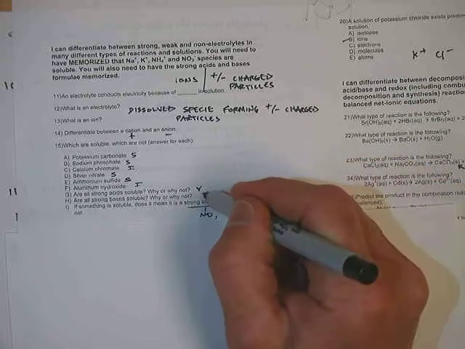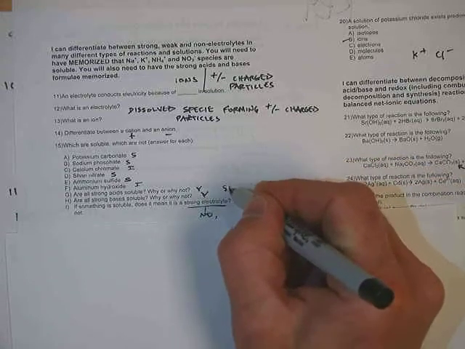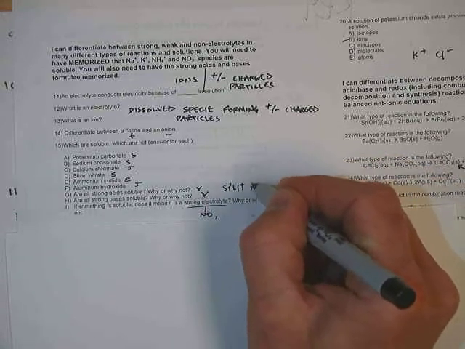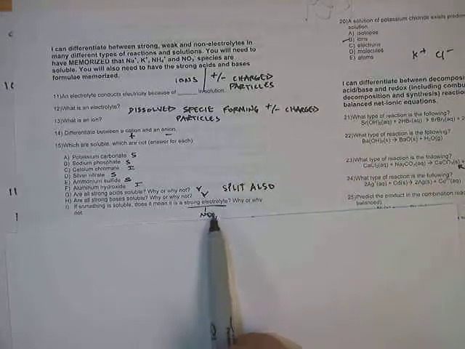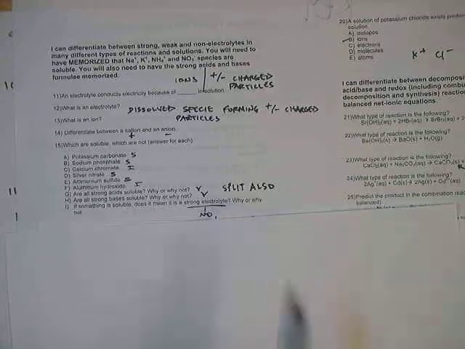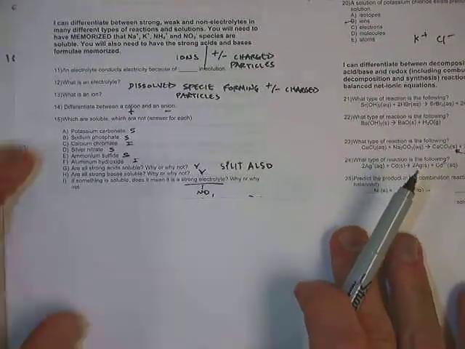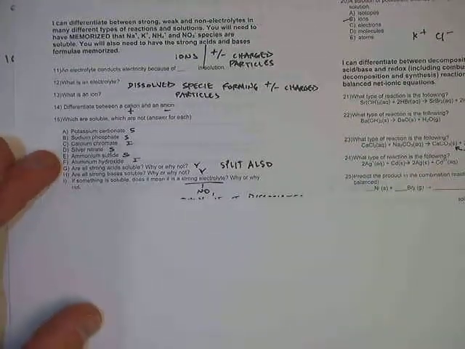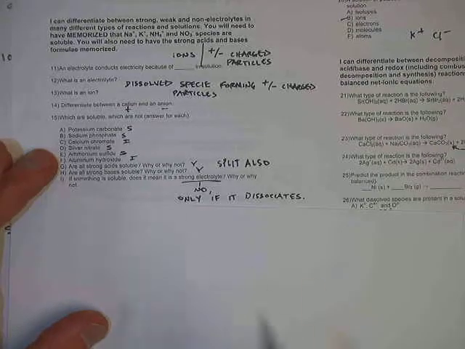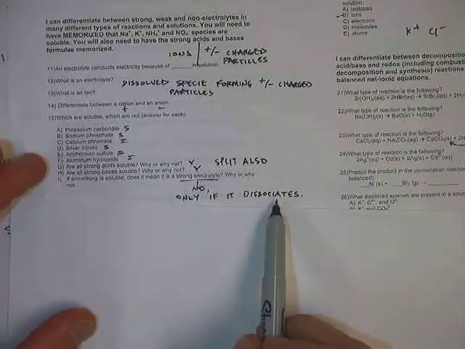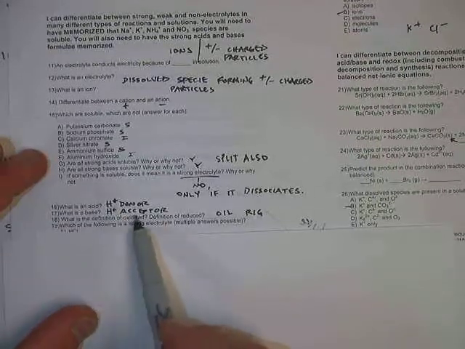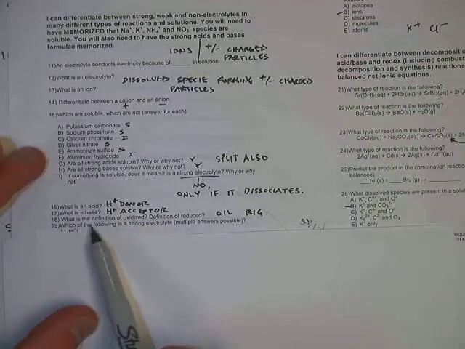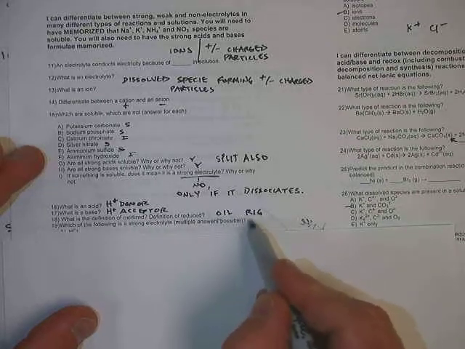Are strong acids soluble? Yes, and strong acids also dissociate completely. Strong bases soluble? Yes, and they also dissociate completely. So not only do they dissolve in water, but they split up into their ions. If something's soluble, does it mean it's a strong electrolyte? Not necessarily, no. Sugar, for example, dissolves in water, but it doesn't split up into ions because it's a non-electrolyte. So it's only a strong electrolyte if it dissociates or breaks up completely.